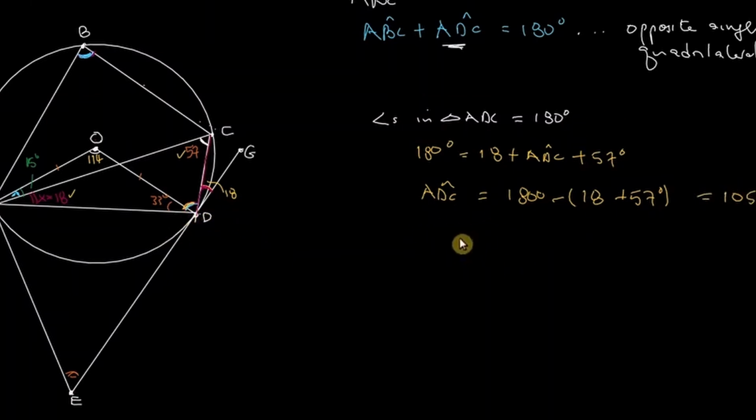So now that we have ADC, we can find ABC simply by recognizing that ABC is equal to 180 degrees minus this angle ADC, 105 degrees, and that's equal to 75 degrees. So that completes question number 10.